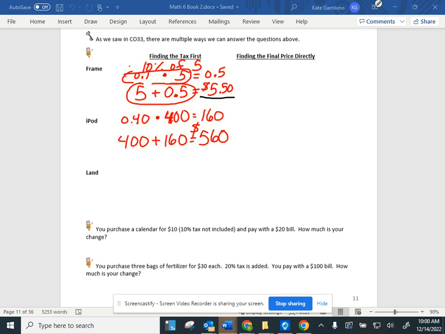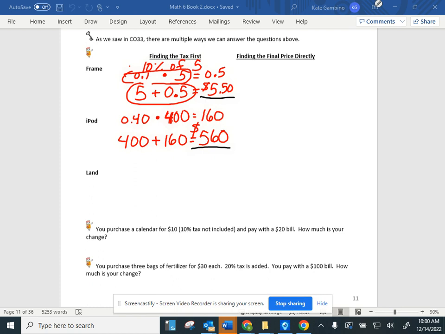For an iPod? Yeah. Normally we don't see a 40% tax. That's kind of a little crazy, but that was just for the sake of the example. The more expensive the item, the more tax. Actually, it's the same tax no matter what, but as your item gets to be a bigger price, that tax seems a lot bigger because you're multiplying it by a higher number.